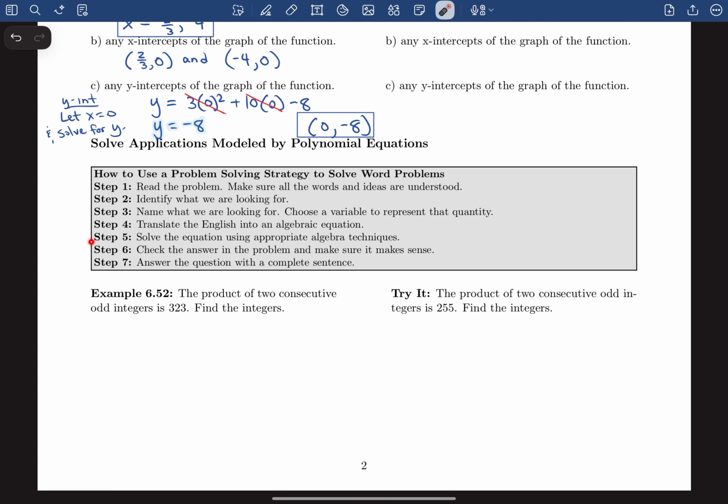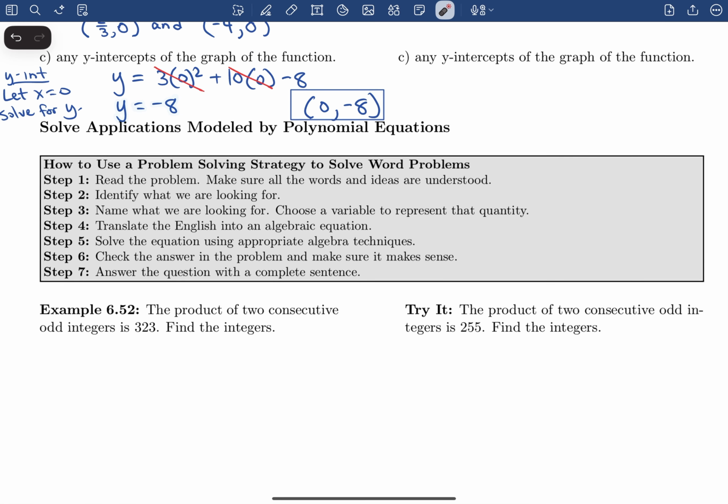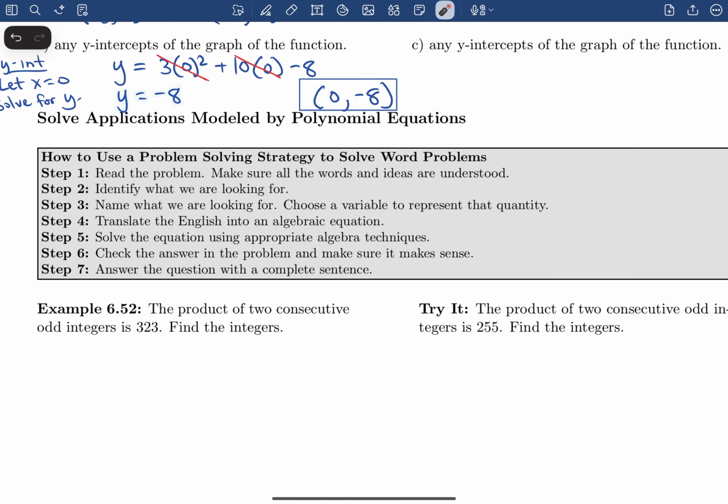So here's a quick step process for how to use a problem solving strategy in solving word problems. This is the same strategy we discussed over many lessons in the past. Anytime we have word problems, we'll follow this general step process. Step 1, read the problem and make sure all the words and ideas are understood. Step 2, identify what we are looking for. Step 3, name what we are looking for and choose a variable to represent that quantity.